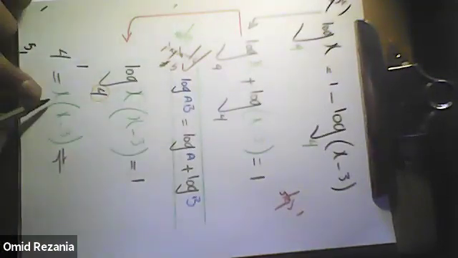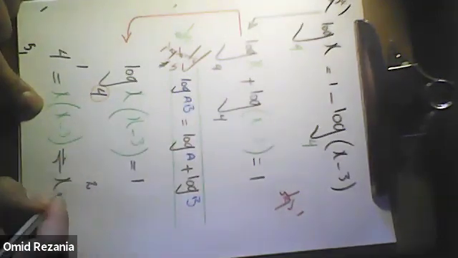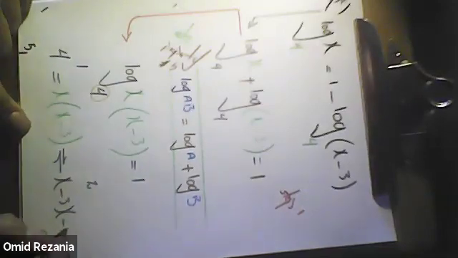Then, as a final step, I can expand this one to this. I get x squared minus 3x, and take 4 to the other side. 4 minus 4 equals 0.